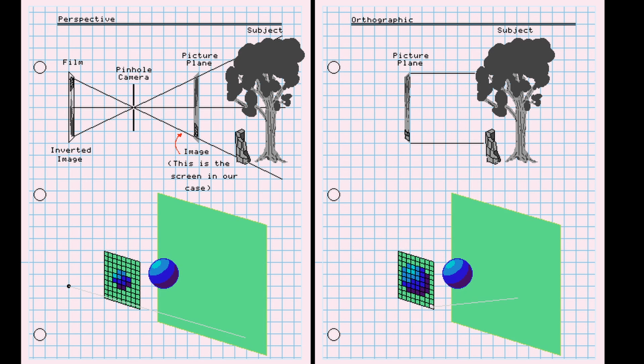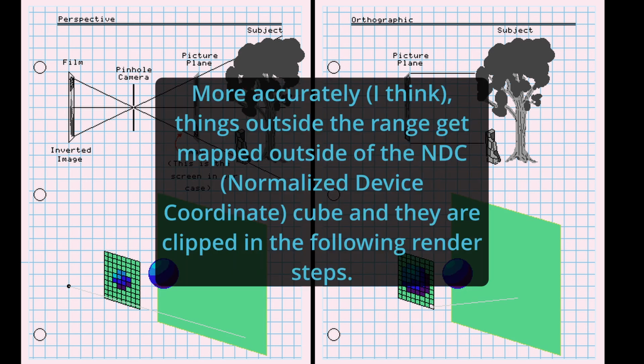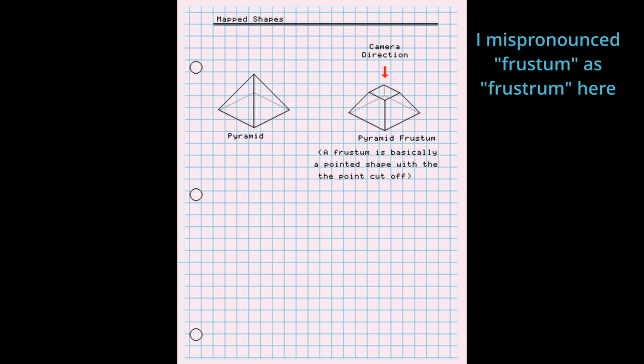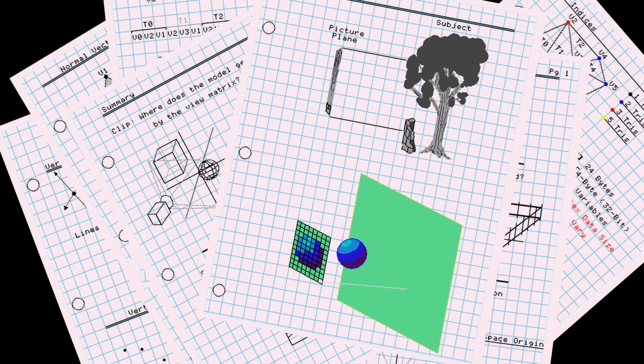Both projections map a slice of the world onto a flat surface called the picture plane, the screen, while clipping objects that are too far to render. A perspective matrix maps a pyramid frustum shape to the screen, while an orthographic projection maps a rectangular prism. I think that's as much as we'll do for this video.